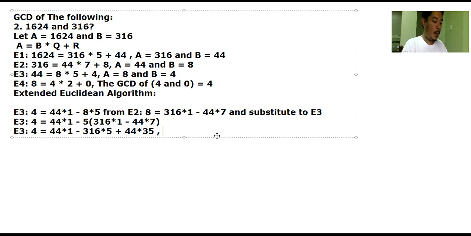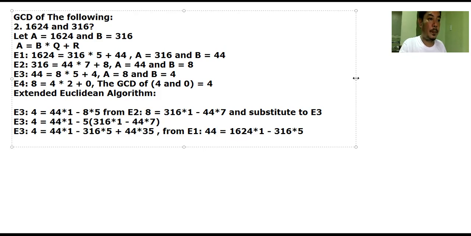So from E1. Ano po si 44? From E1. Okay, from E1, so 44, So meaning, ilipat lang natin itong si 316 asterisk 5. Okay? So we have 44 is equals to 1624 asterisk 1. Magiging times 1 na yan. Minus 316 asterisk 5. Okay?